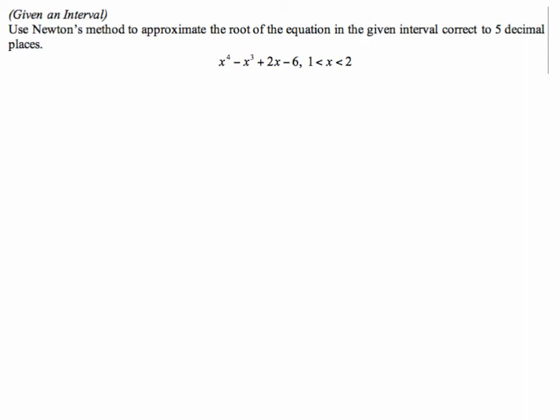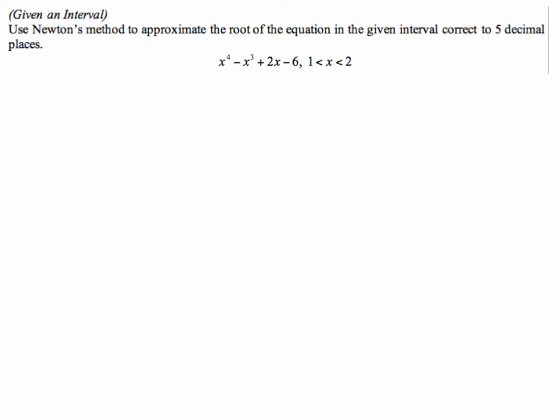In this next situation, I give you an interval where the approximate root for the equation is between 1 and 2. So it's greater than 1 but less than 2. And I have an x to the 4th graph, x to the 4th minus x cubed plus 2x minus 6. And I want to try and find the root to 5 decimal places. So I'm just going to start with a guess for the interval. So in between 1 and 2, I'm going to guess 1.5.